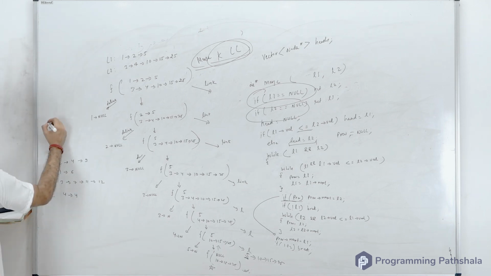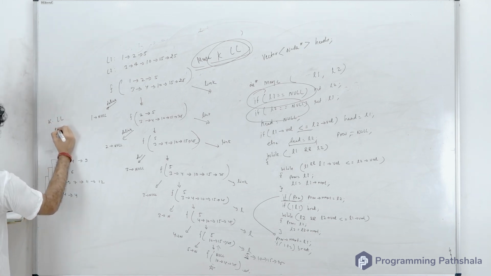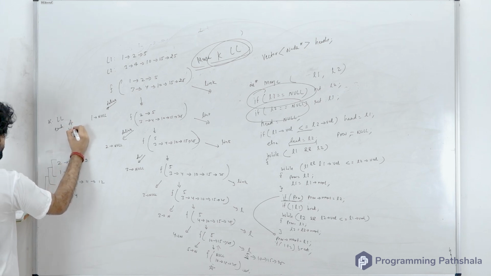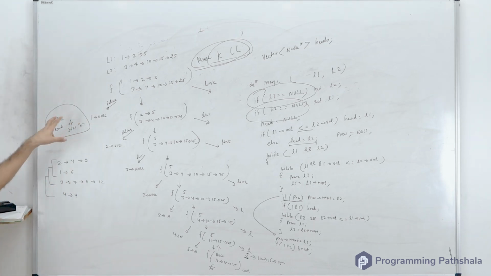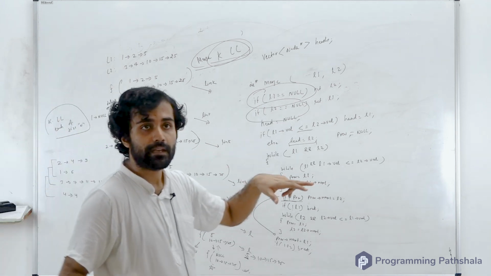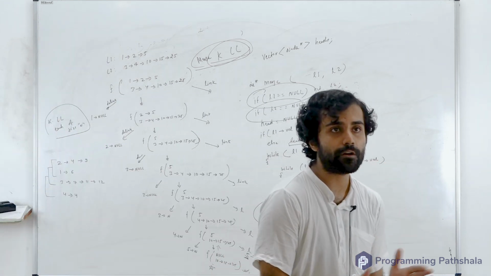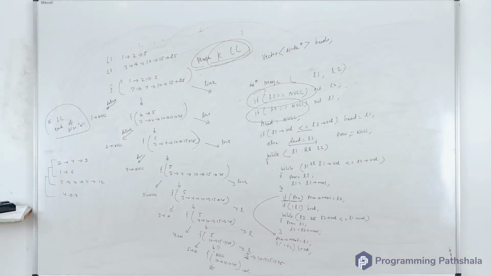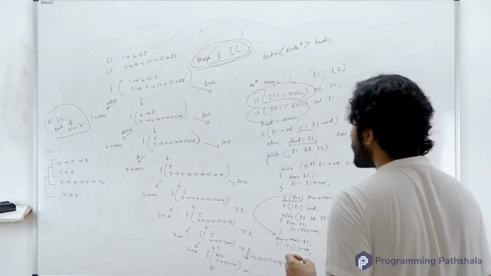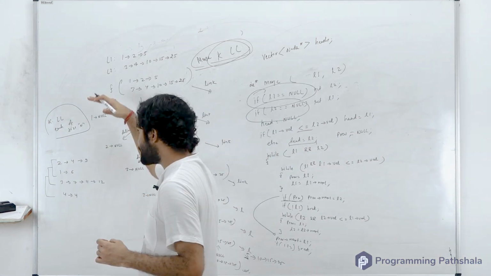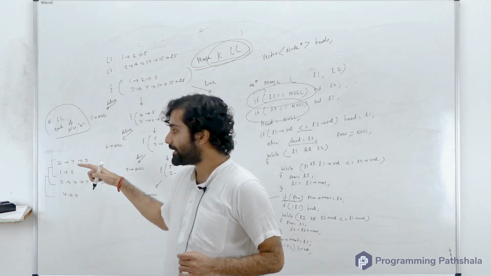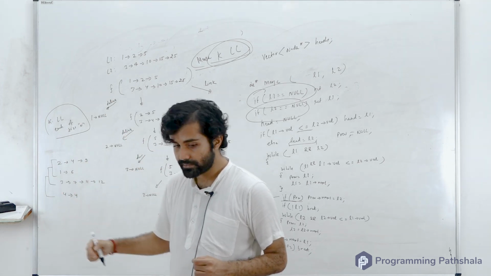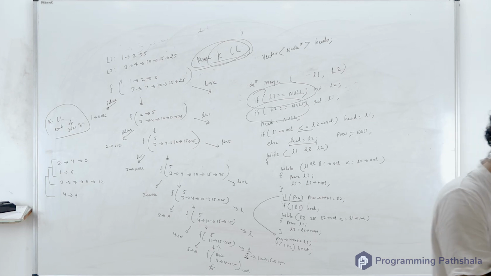Let us say there are k linked lists, each of size n. So there are k linked lists, each of size n. If I have to merge all of these k linked lists, what will be the time complexity? K linked lists, each linked list is of size n, and I have to merge all of them. And if I use this technique that I have just told, how much will be the time complexity?